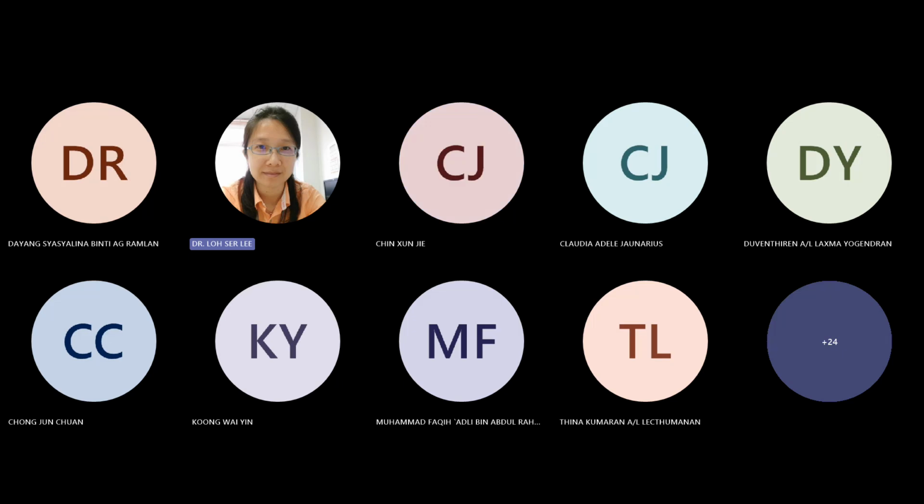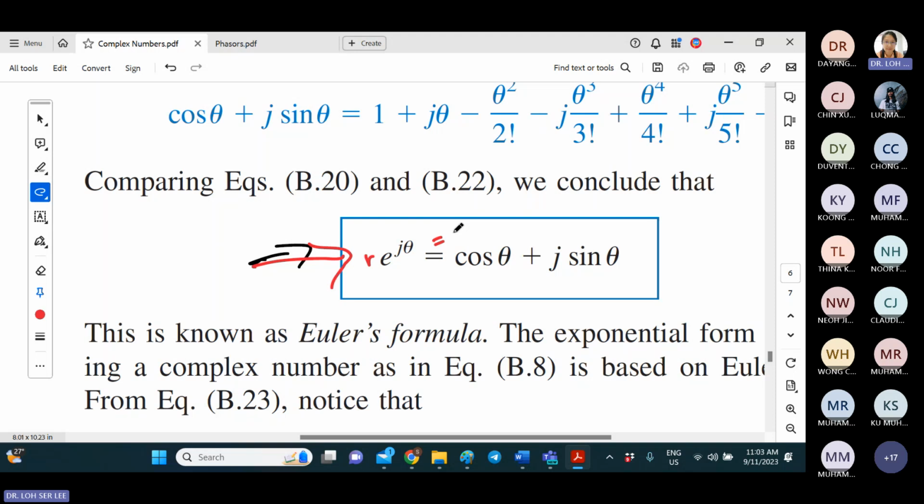We want to calculate the rectangular form, we use r cos theta plus j r sine theta, right? We use the information of r and theta, and we use this formula r cos theta plus j r sine theta to get the rectangular form. Okay, so now without the r, this is the Euler formula.